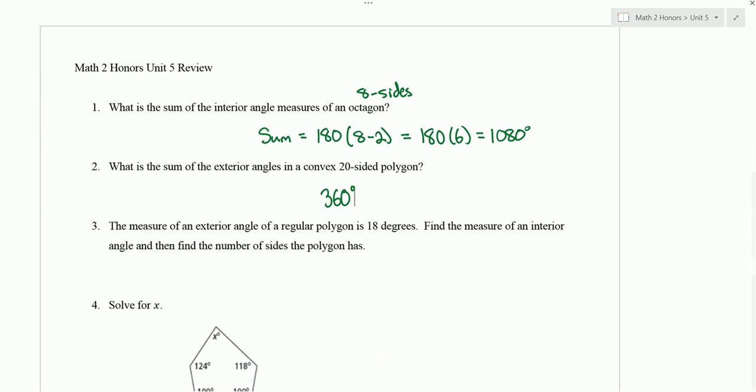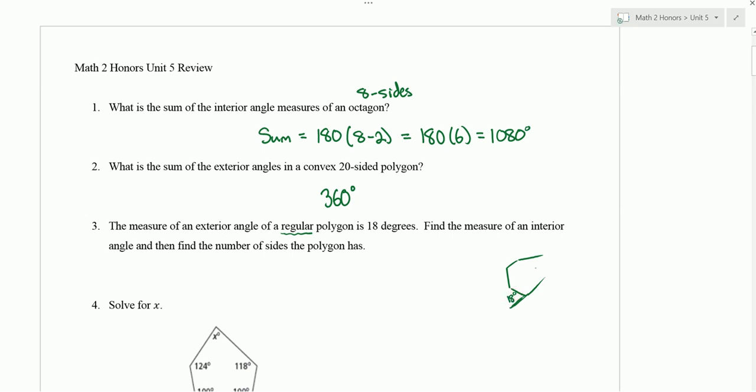Number 3, the measure of an exterior angle of a regular polygon is 18 degrees. Find the measure of an interior angle, and then find the number of sides the polygon has. So, if you have a polygon, we're not sure how many sides. Okay, it's a regular polygon. Regular polygon means all the sides are the same length, and all the interior angles are the same angle. And we have an exterior angle of 18 degrees. Also means that all the exterior angles are 18 degrees.